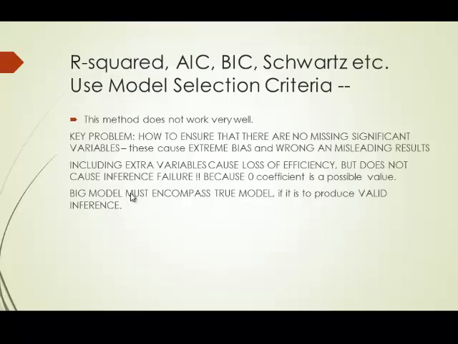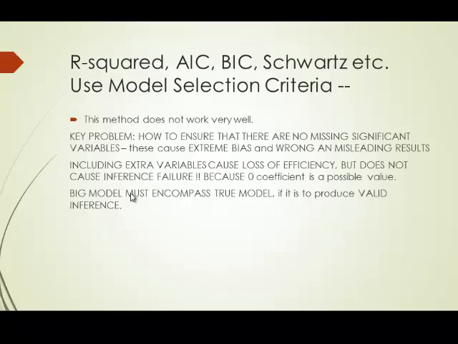That's because if you have an extra variable, the value of 0 is a possible value of the coefficient. So the model nests the true model. The true model is within the class of models that you are considering. So in that case, the inclusion does not cause as heavy damage as exclusion does.